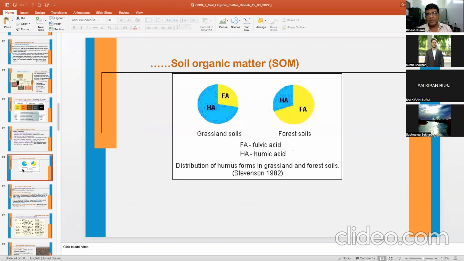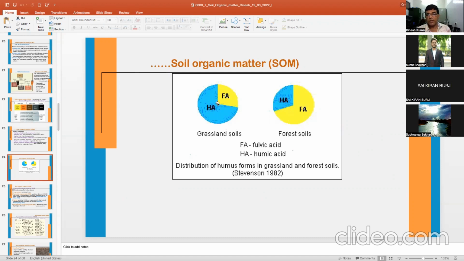Next, you can see the status of fulvic acid and the ratio of humic acid and fulvic acid in different kinds of soil. In grassland you have less fulvic acid but more humic acid. Means here in grassland the organic matter present, the sequestered carbon present, most of it is resistant against decomposition. But in forest soil, the proportion of fulvic acid is more than the humic acid. That means in forest soil, the decomposition rate of organic matter will be more than the grassland.